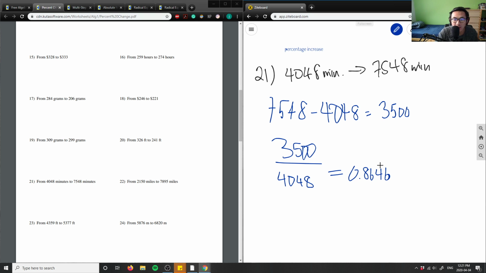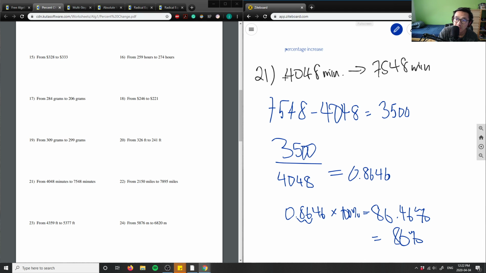So how am I going to convert this decimal? I have to convert this to a percentage. I have to multiply by 100%. So 0.8646, it's actually not that bad, I'm getting used to this, times 100%, which will give me, again moving the decimal 1 and 2, 86.46%. Or I can round this simply to 86%. And this is a percentage increase.